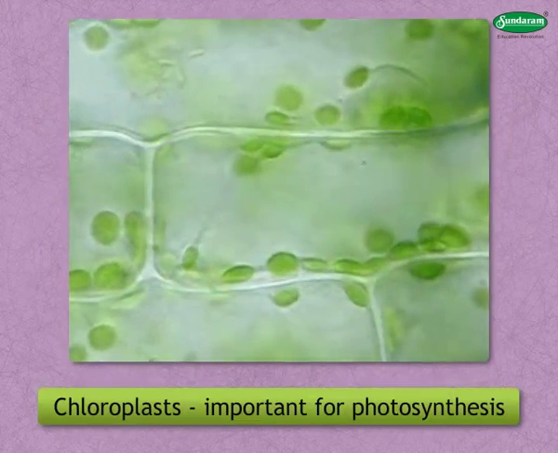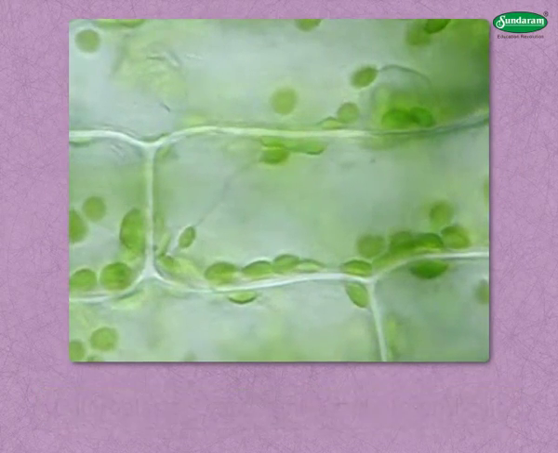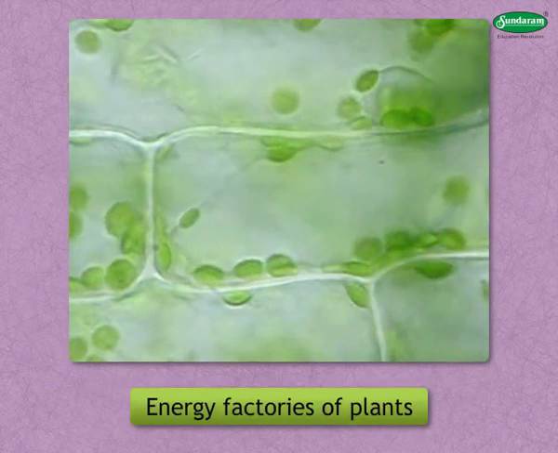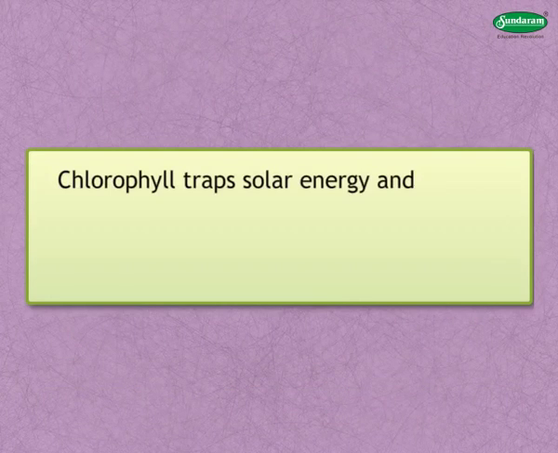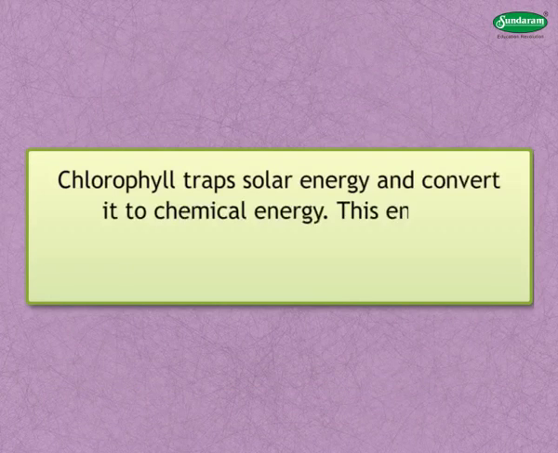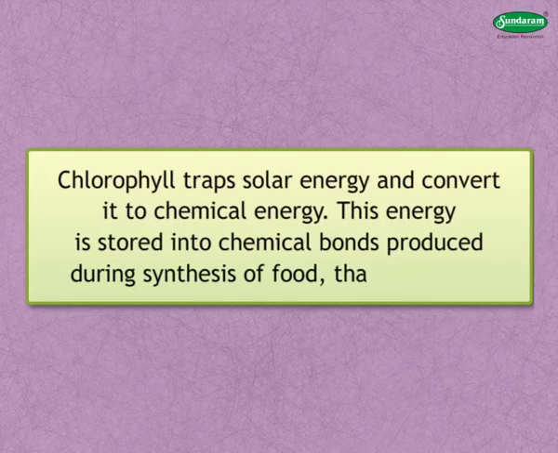Chloroplasts are important for photosynthesis in plants. These are energy factories of plant cells. Chlorophyll traps solar energy and converts it to chemical energy. This energy is stored into chemical bonds produced during synthesis of food, that is, starch.